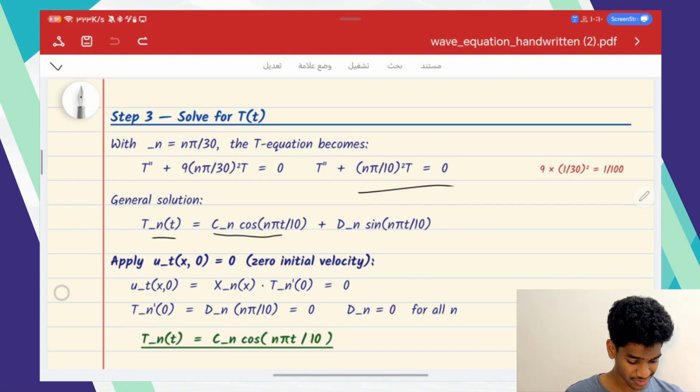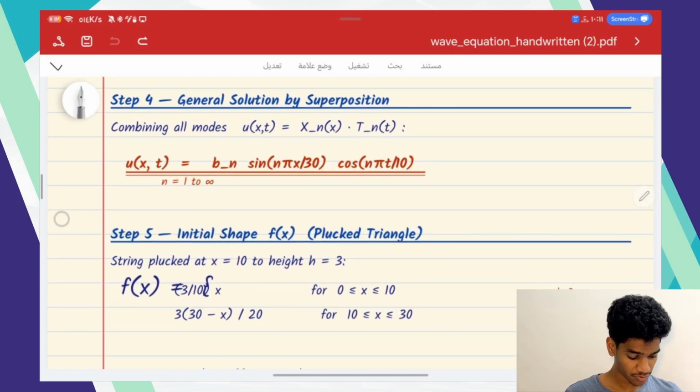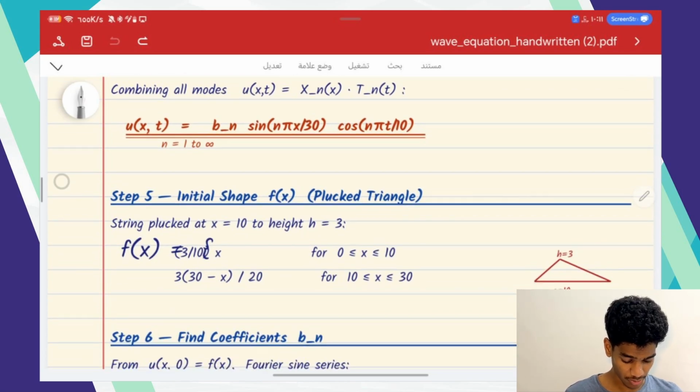Step 3: solving for T(t). With lambda known, the T equation becomes T'' + (nπ/10)² T = 0. The general solution is C_n cos(nπt/10) + D_n sin(nπt/10). Since the initial velocity is 0, D_n must equal 0 for all n. Then, by superposition, I sum all the modes. The general solution is a series of sine-cosine products with coefficient B_n.